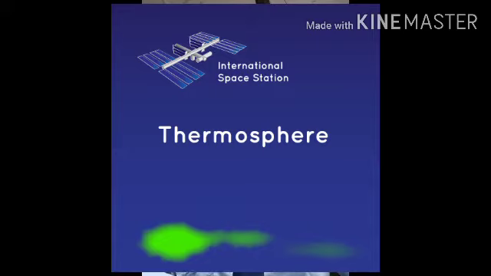Okay, next is thermosphere. Basically, therm means heat. So this sphere is related to temperature, and this sphere contains higher temperatures, which is why it is named thermosphere. And the ionosphere is also part of this layer, and it extends between 80 kilometers to 400 kilometers.